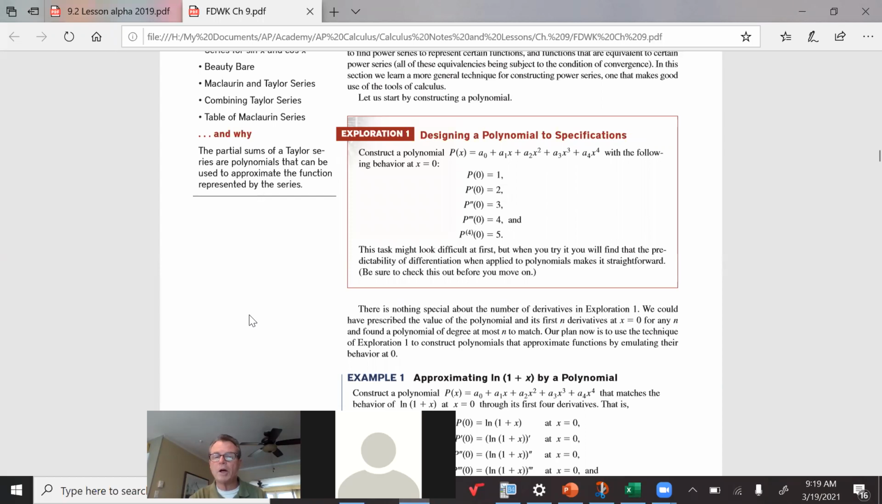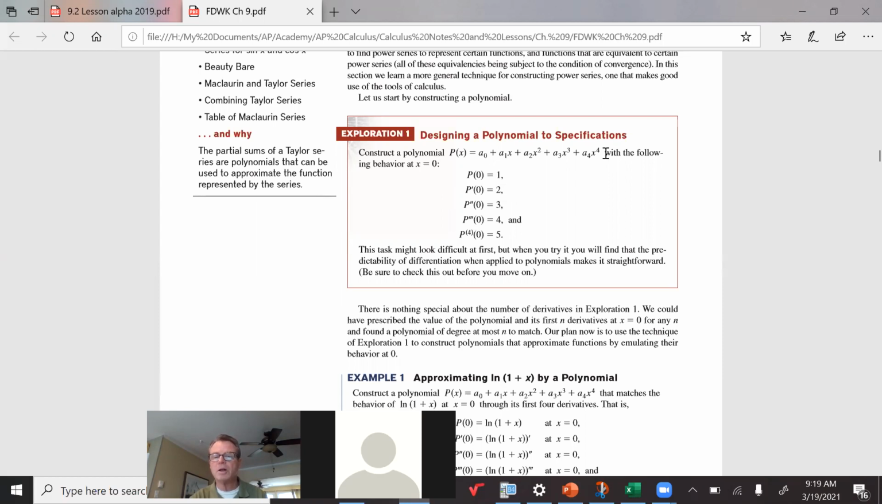You want to build a polynomial that has this behavior at 0. The function has a value of 1. The first derivative is 2. The second derivative is 3. The third derivative is 4. And the fourth derivative is 5. So take a couple moments and try and see if you could build something, right?